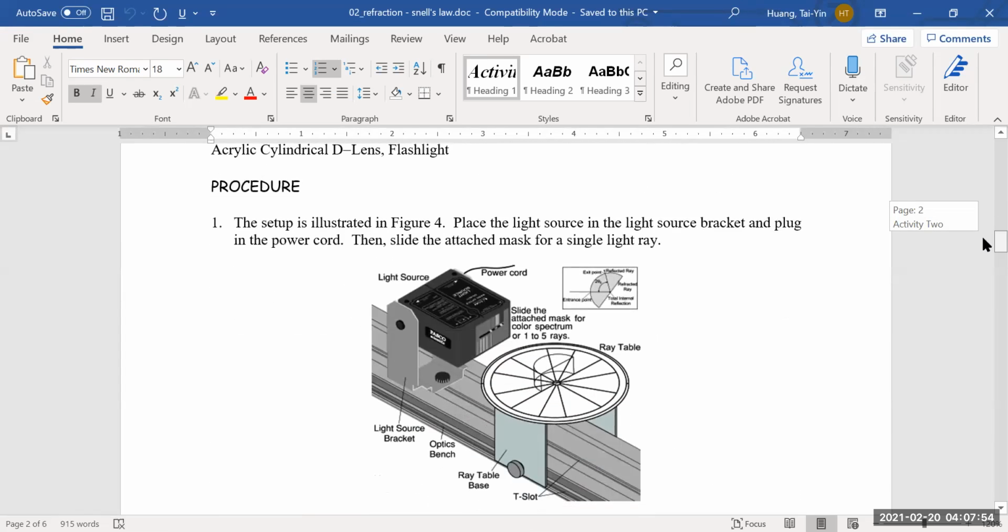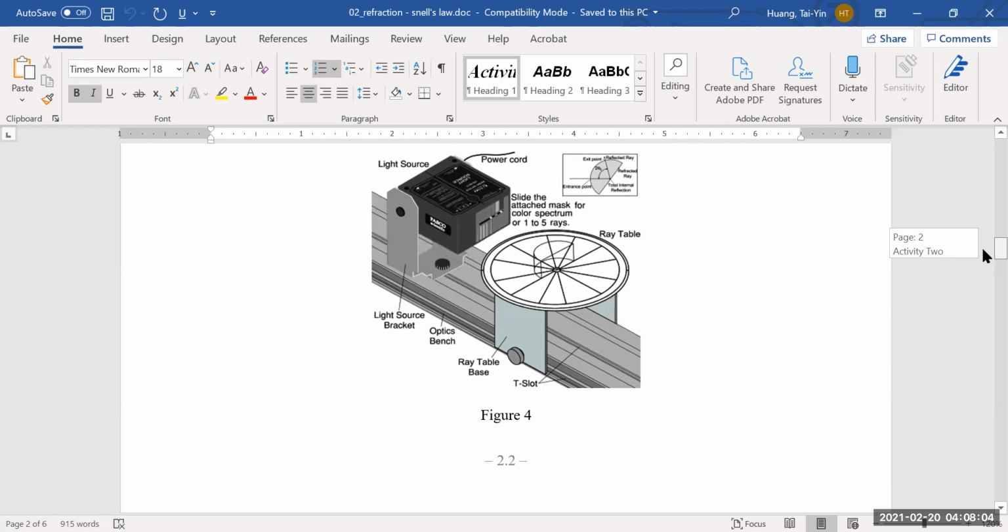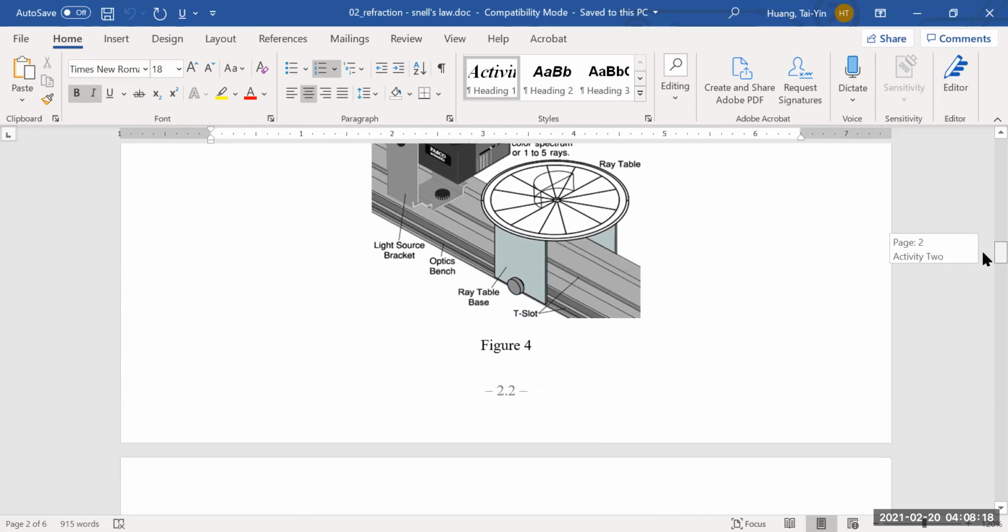So in this experiment, you're given this D lens, and this D lens, of course, has an index of refraction that's different from the air. Air has an index of refraction of 1. What we'll be doing is inserting a ray onto this D lens and studying the refracted ray. We're going to measure the refracted angle and see if they follow Snell's law.